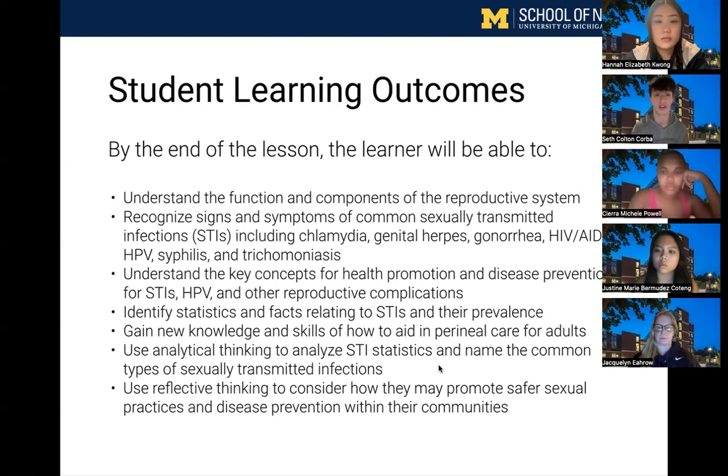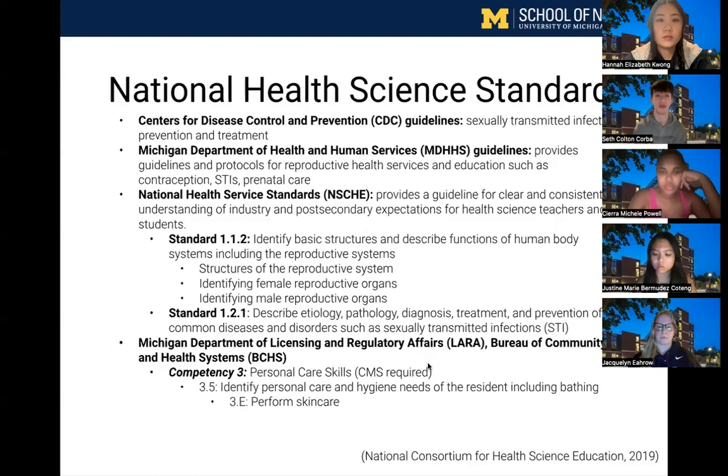Identify statistics and facts relating to STIs and their prevalence. Gain new knowledge and skills of how to aid in perinatal care for adults. Use analytical thinking to analyze STI statistics and name the common types of sexually transmitted infections, and use reflective thinking to consider how they may promote safer sexual practices and disease prevention within their communities.